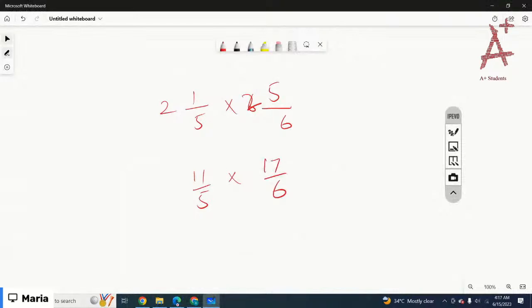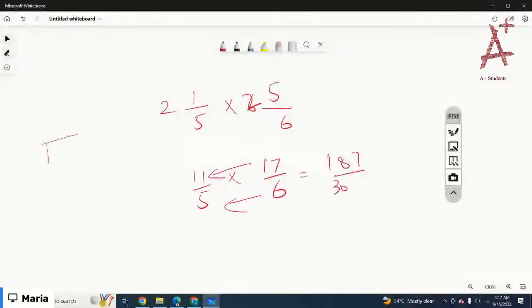So multiplying fractions is very easy. You have to multiply numerator times numerator and denominator times denominator. Got it? Let me just use the calculator. 11 times 17 is 187 and 5 times 6 is 30.